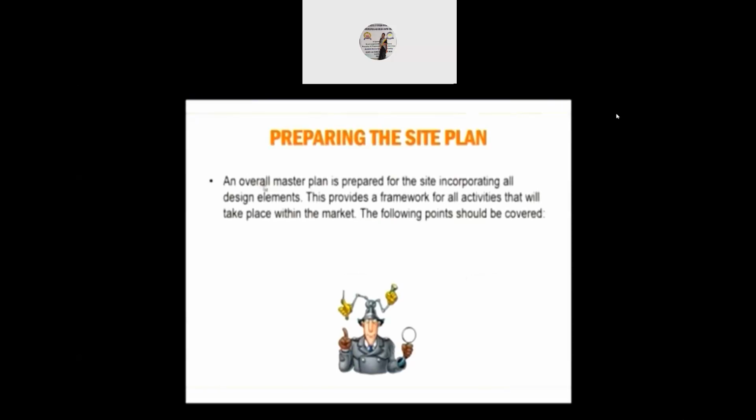An overall master plan is prepared for the site incorporating all design elements. This provides a framework for all activities that will take place within the market. Following points should be covered. So while you are making a master plan, we need to understand where your site is and what type of design elements your site is going to require.